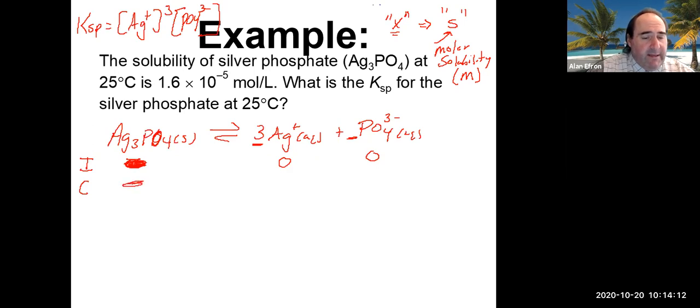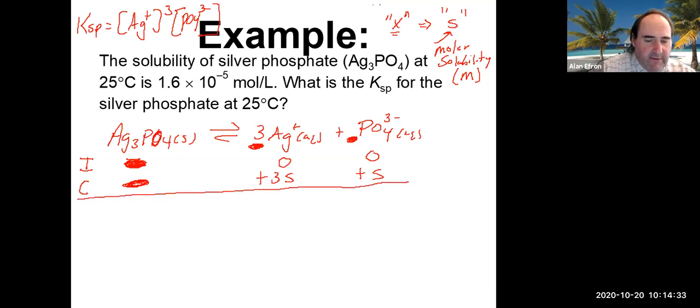We're not, again, going to put anything here because it's solid, but this would then be plus 3S, plus S. Again, the 3 for the coefficient, and here the coefficient is 1. So we do the exact same things we normally do with the X, but we just use S. And the S represents the molar solubility. That means when we get to equilibrium, again, not worrying about this guy, that's going to give us 3S and S. Any questions on a solubility ice table? Very similar, except that typically we use S, which represents molar solubility.